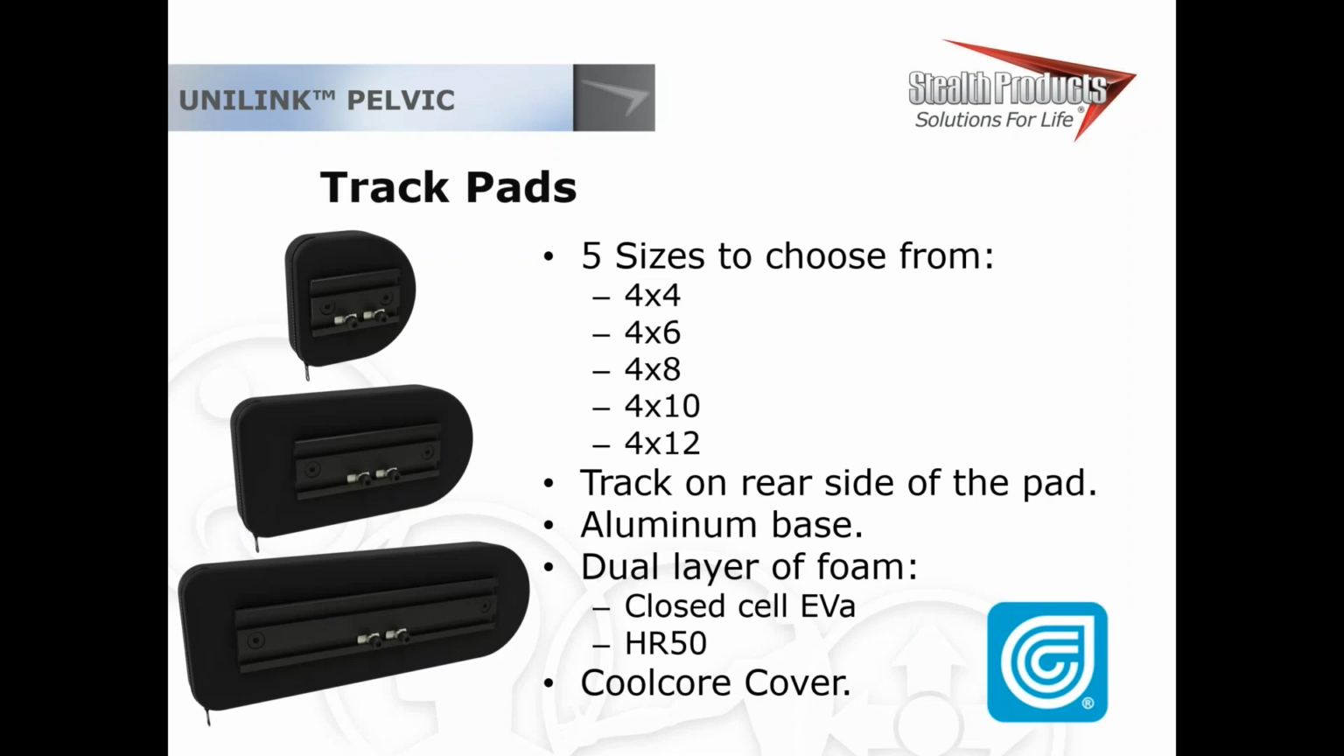Looking at track pads, these are going to receive a little bit of an update in the form of 2 new sizes. So now we will have 3 sizes to choose from. We'll have a 4x4 up to a 4x12. We get questioned daily on having like the 4x6, for example, so we are expanding those sizes. What's nice here is you have a track on the rear side of the pad, and that track lets you do some cool things. You get an aluminum base, and you have a dual layer of foam inside. So you have your closed cell with an HR50 on the contact side, which is just a really soft open cell. A cool core cover, and it makes it a really soft, really comfortable pad.